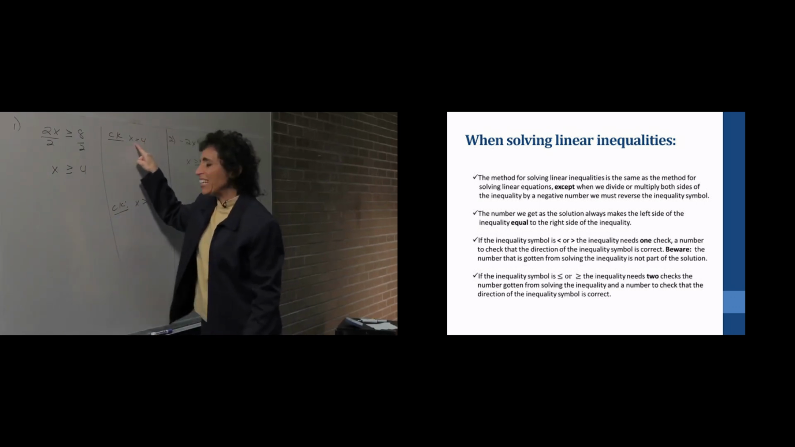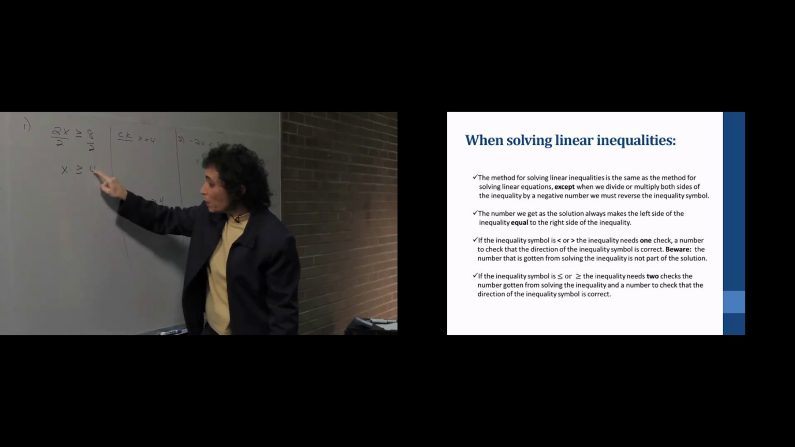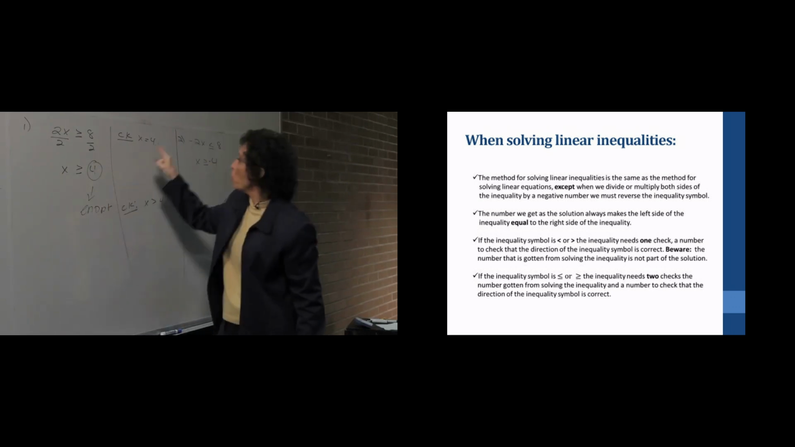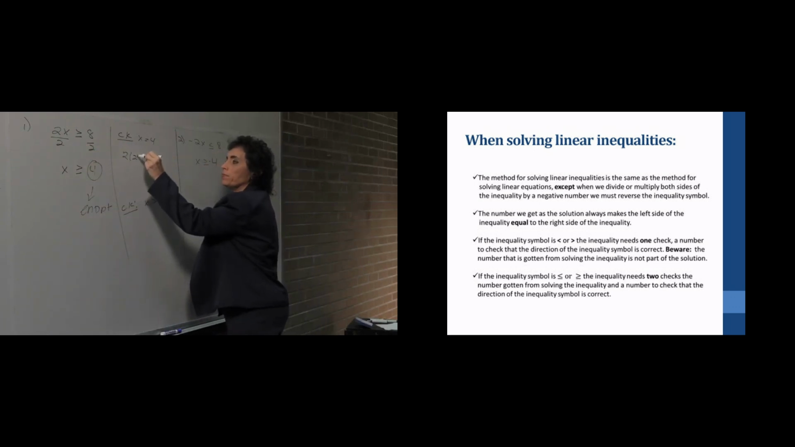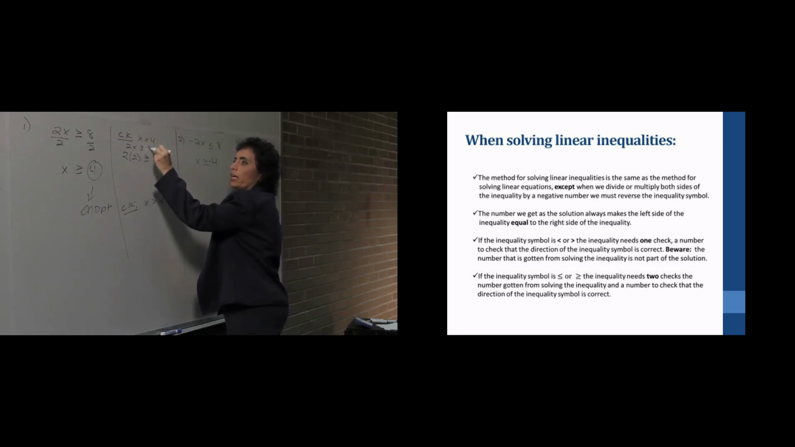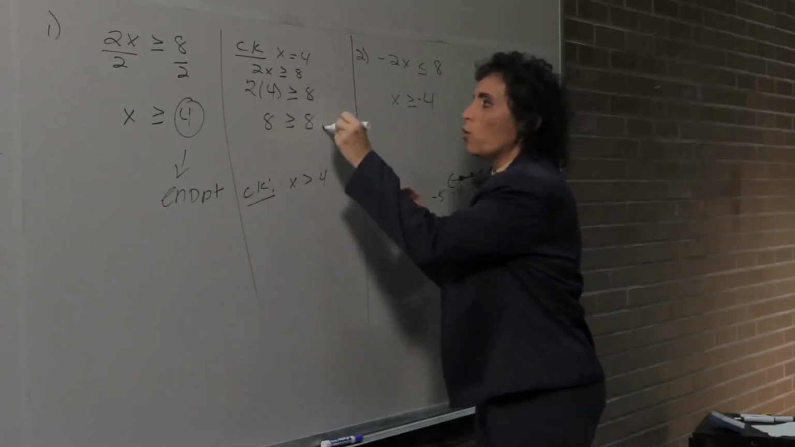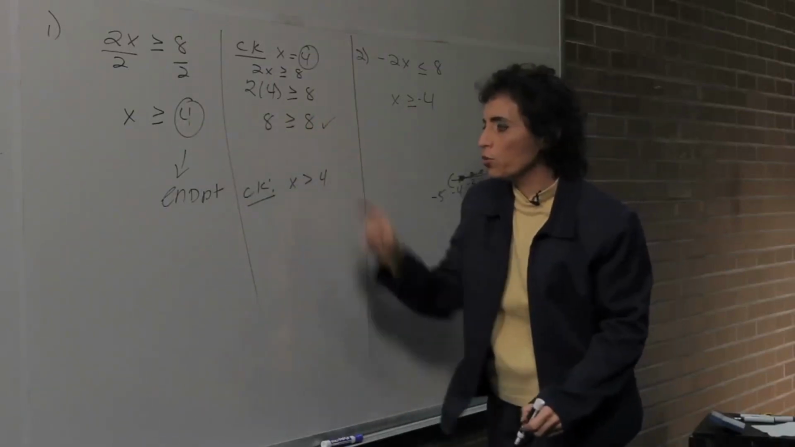Now, the number that's equal, remember, we solved this like it was an equal. So this number right here, called the endpoint, will make the 2 sides of the inequality equal. Watch what I mean. 2x is greater than or equal to 8. X is 4. I apologize. 2 times 4 is 8. 8 is greater than or equal to 8. So this endpoint is going to make your 2 sides equal.